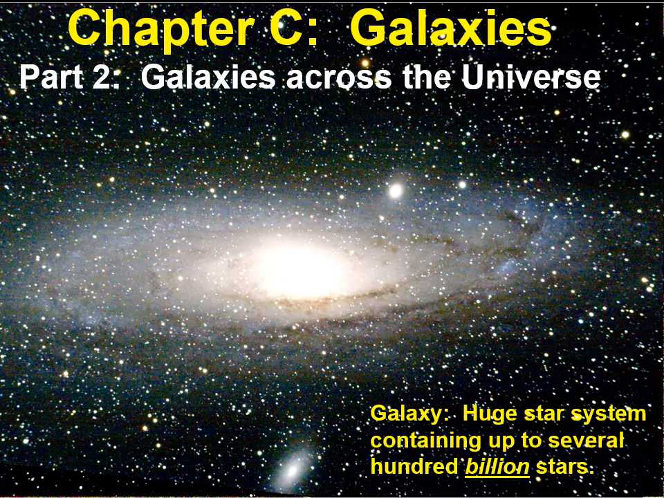Hello, welcome to Chapter C on Galaxies, Part 2, Galaxies Across the Universe. In this second part of our chapter on galaxies, we'll be looking at the huge selection and assortment of galaxies that exist in our universe. Just a quick review. A galaxy is a huge star system containing up to several hundred billion stars.